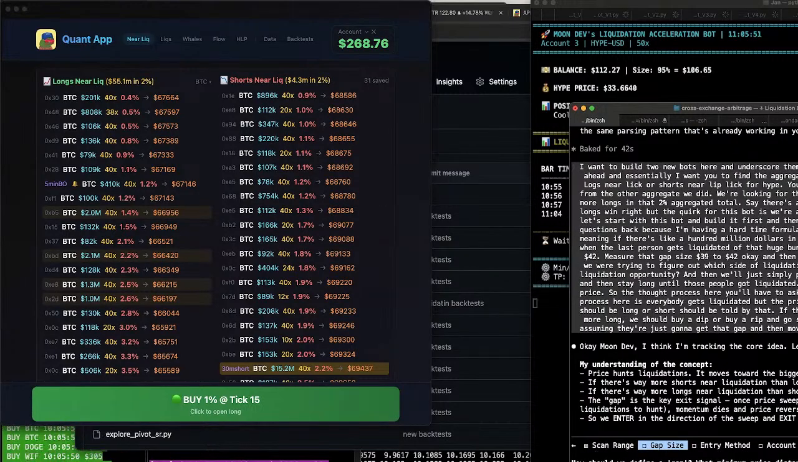Okay, should we define a gap? What minimum price? Dynamic. It should be dynamic, as in we're looking for the bigger one, right? So where is the bigger gap? Long or short?